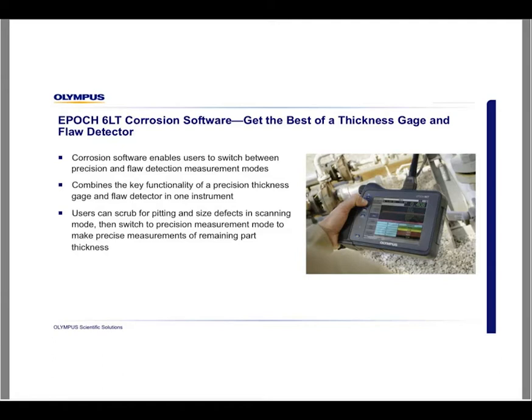So our philosophy of use is that the user can be in the flaw detection mode, scan a part for pitting and size defects, and then once a defect is located, you can switch to precision mode to take efficient and reproducible, precise measurements of the remaining part thickness.